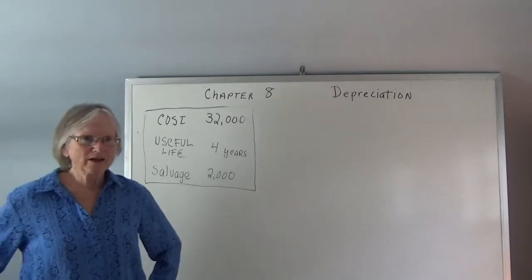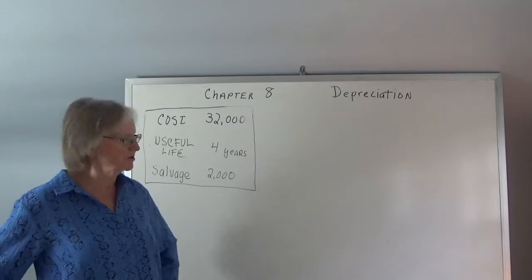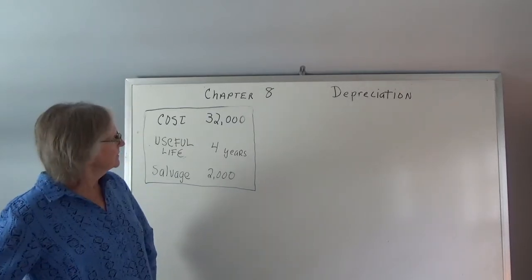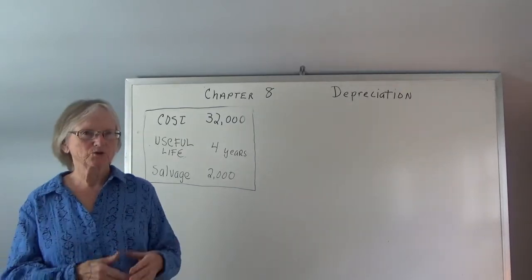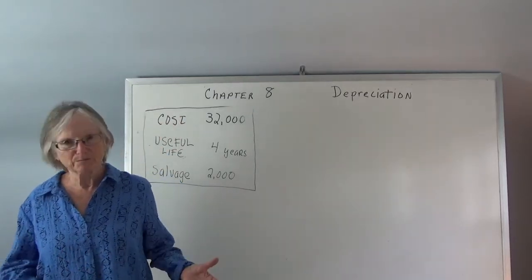Okay, so last time we figured out how to bring the plant assets onto the books, and now we're going to figure out how to allocate the cost of these assets over their useful life. Okay, so what does that mean in plain English?